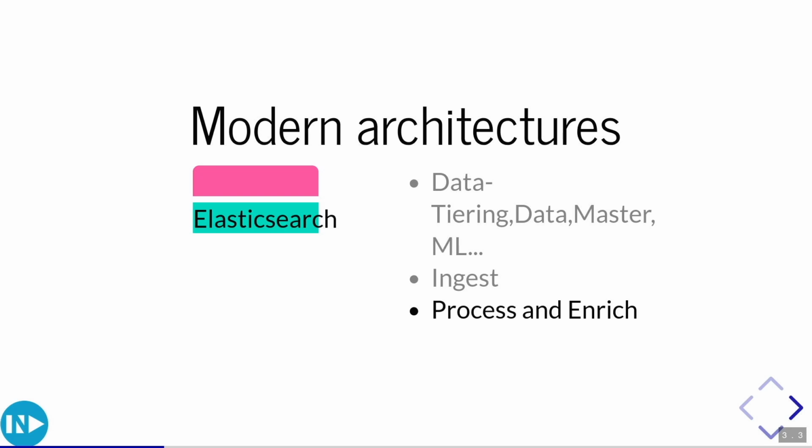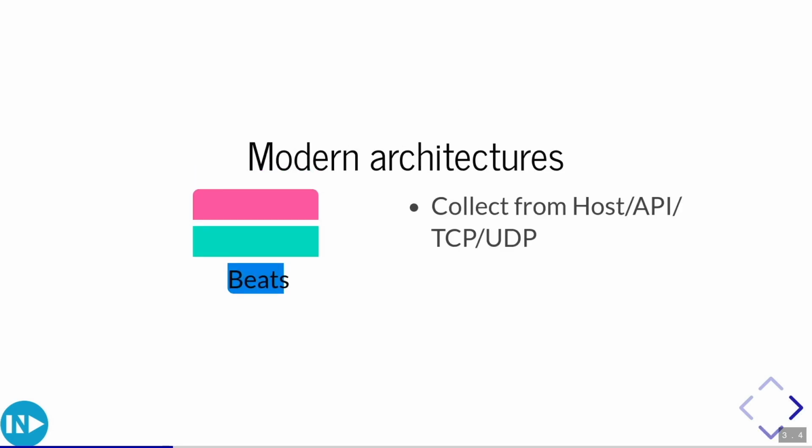This additionally means, of course, that your nodes also have to handle that resource consumption. And you store there all the things about index lifecycle management and your snapshots. So you handle the lifecycle of your data in indices stored in Elastic. Then there were Beats, which collect from host, API, TCP, UDP. So now I follow up.